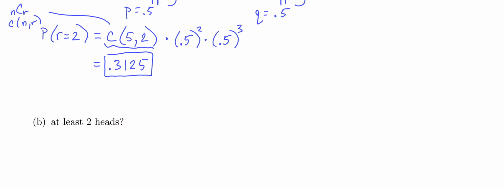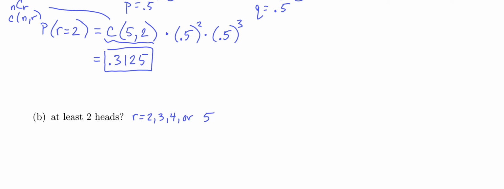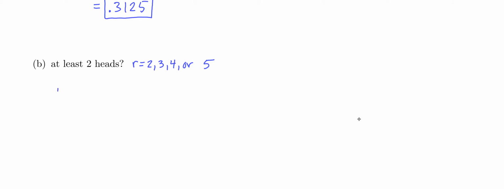For the same question, let's calculate the probability that we get at least 2 heads. In this case, we're saying we want r to be at least 2. So 2, 3, 4, or 5. We know it stops at 5 because we're only flipping the coin 5 times. To actually calculate this, we would say the probability that r is greater than or equal to 2. We can say this and don't have to write this because we know n stops at 5.